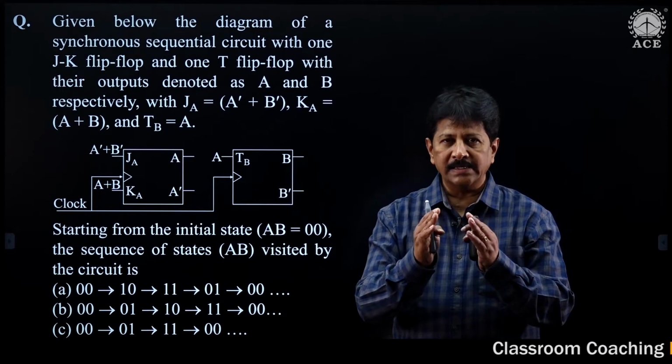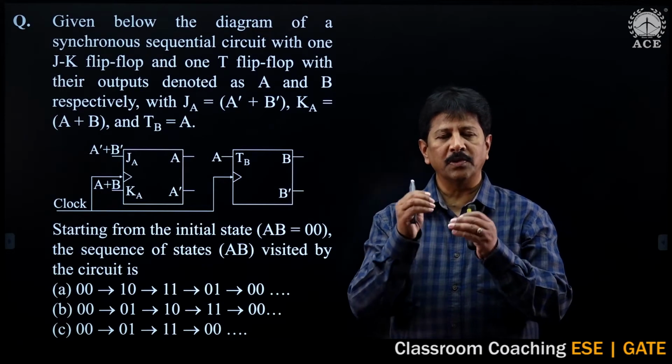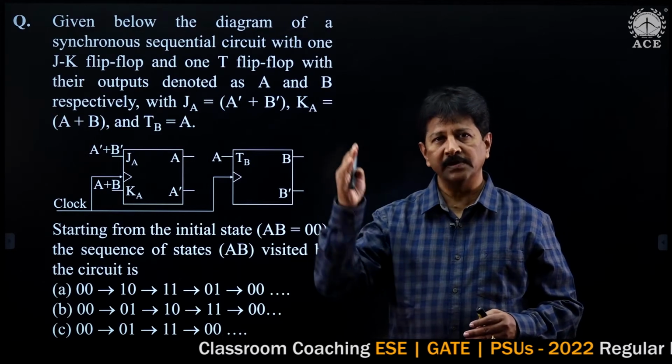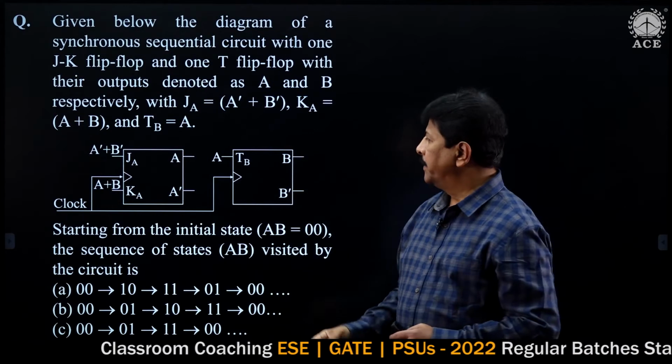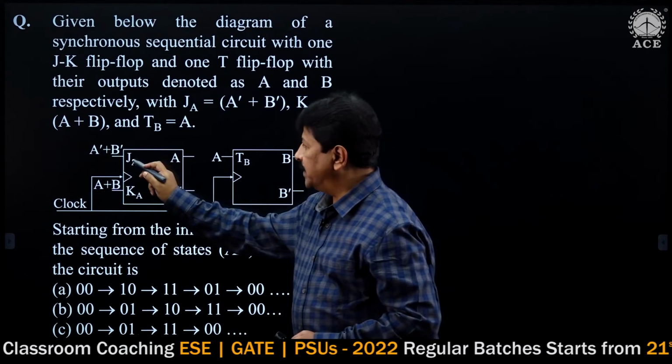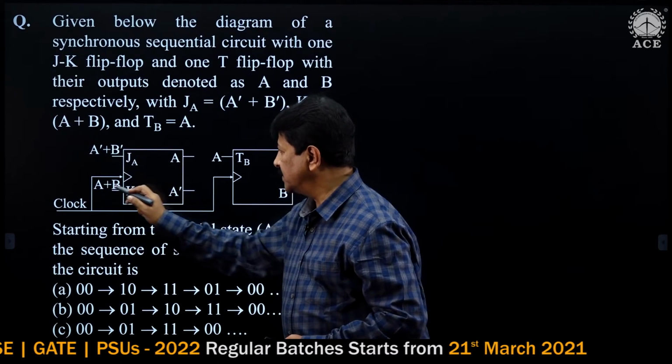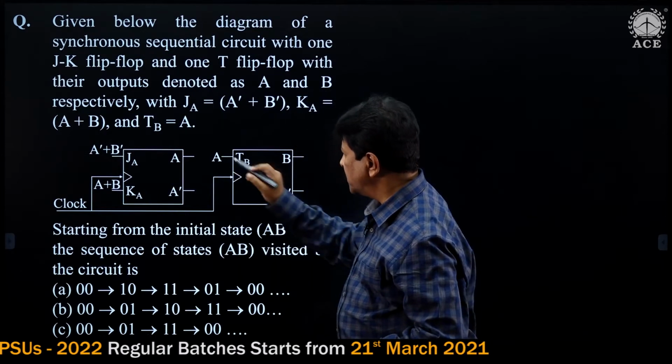Whenever you want to analyze this type of circuit, we have to rely on the table which consists of present state, flip-flop inputs and next state. By the way, what are the flip-flop inputs here? It is given as JA expression is given, KA expression is given and TB expression is also given.